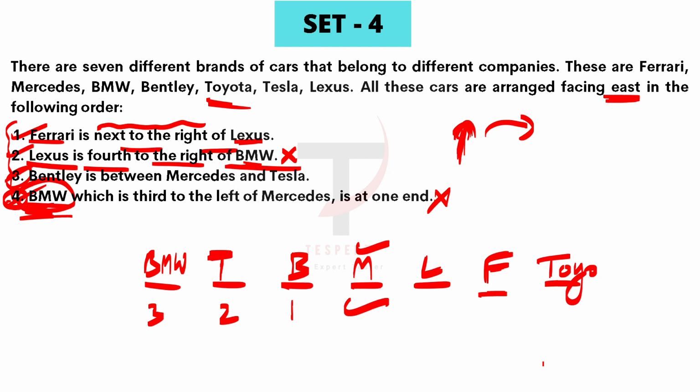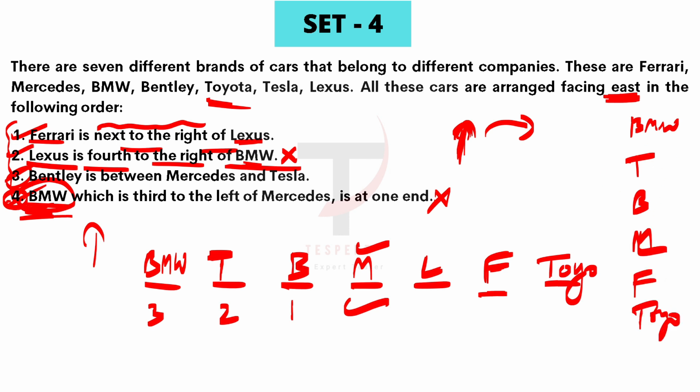Okay, Toyota. Alright. So now we assumed that all these cars are facing north direction, but in the question it is given that they are facing east direction. Now you can just place it like this: BMW, Tesla, Bentley, Mercedes, Lexus, Ferrari, and Toyota. Now they are facing east direction. So the arrangement won't get disturbed. The answer that you are going to get is exactly the same, even if you assume it to be north, or even if you assume it to be east.